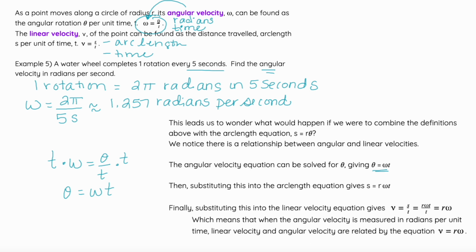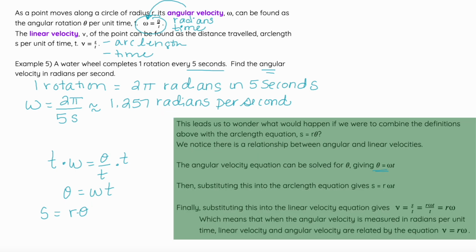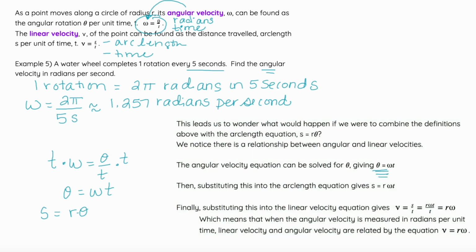I also know that if I look at my arc length definition, s = rθ, what would happen if I substitute the arc length with what I just found here? So arc length can also be found by taking the radius times the angular velocity times time.